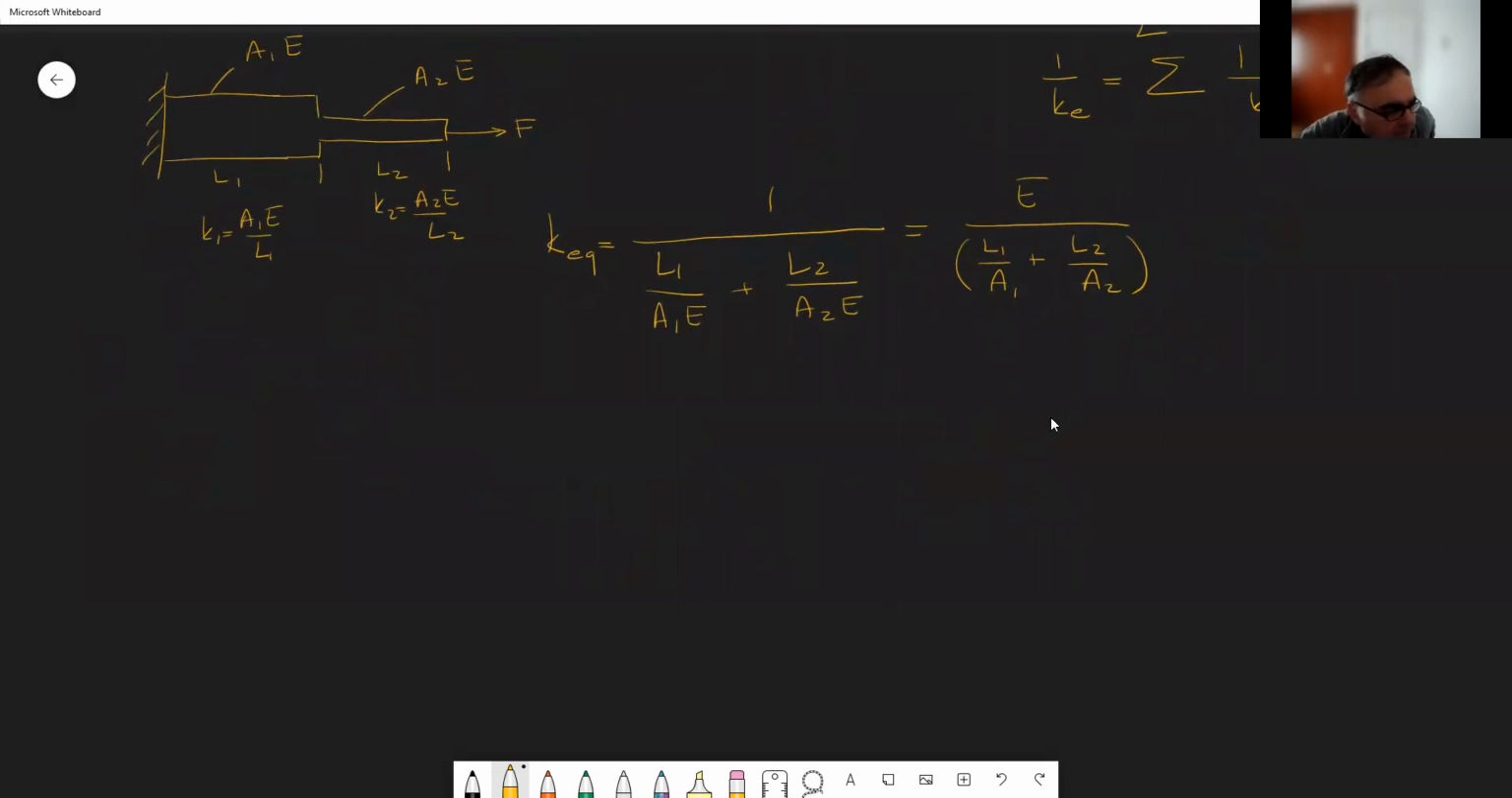So we talked about stiffness a little bit. Let's talk about inertia for a while. First of all, inertia can be, as you see, translational.